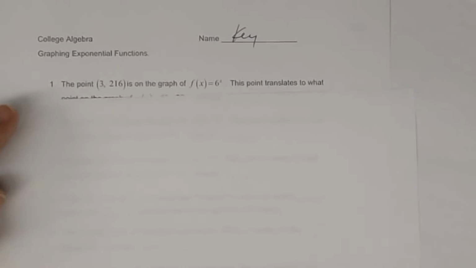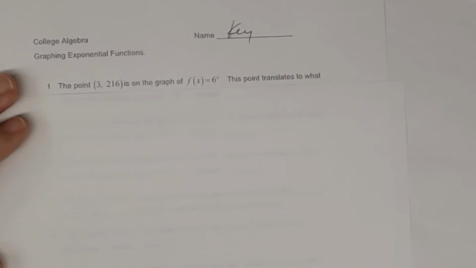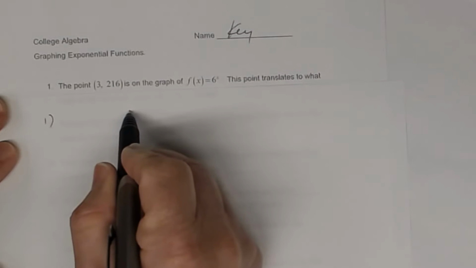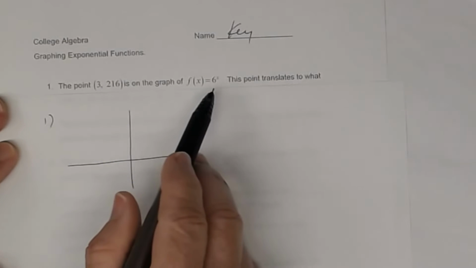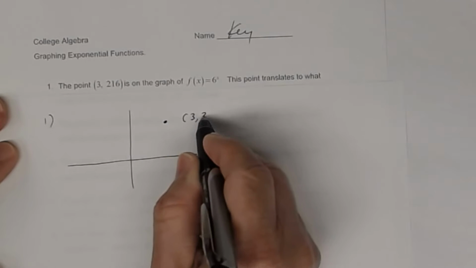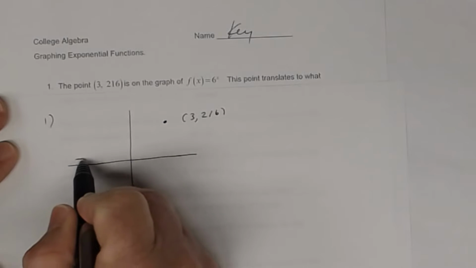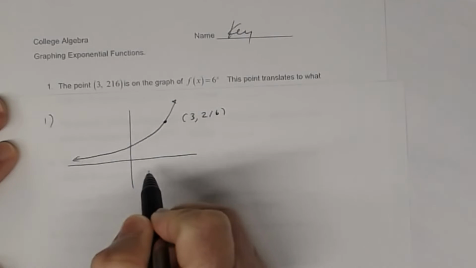Now, in terms of translations, this point translates to what point on the graph of 6 to the x minus 20? If you look back at the basic function, 6 to the x, remember that point is on the graph of that function. So (3, 216) lies in the first quadrant. Here's the point (3, 216). Now we know that the graph looks like this, with the horizontal asymptote being the x-axis.